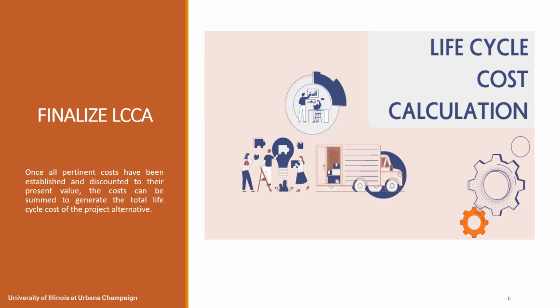Once all the pertinent costs have been established and discounted to their present value, the costs can be summed to generate the total life cycle cost of a project alternative. After this has been done for all the viable project alternatives, a summary of the results should be prepared. The summary should compare the total life cycle cost of initial investment, operation, maintenance and repair, replacement, and residual values of all project alternatives.